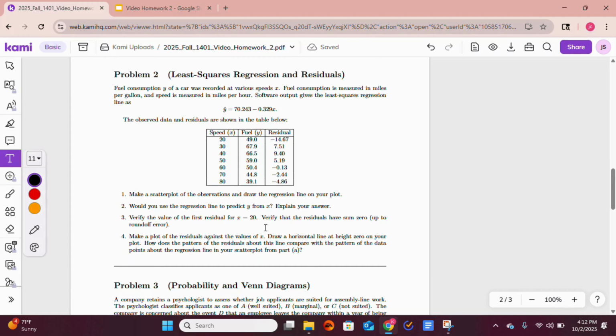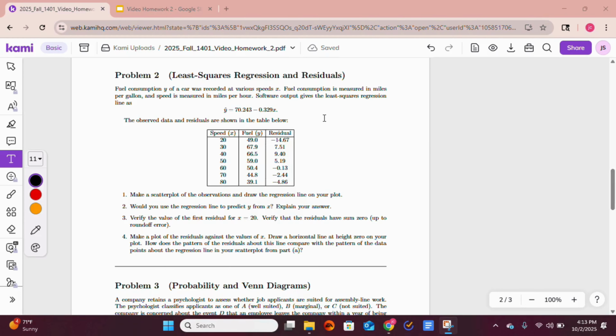Now we can go to question 3, which asks, verify the value of the first residual for x = 20. Verify that the residuals have sum 0. To do this, we would first plug in 20 to our equation. We actually already did this for a point in our regression line, so we can look back to see that our value was 63.7, or more accurately 63.663. Now we can look at our table and see that the actual y value was 49. We can subtract the predicted value of 63.663 from the actual value, 49, and get negative 14.67.